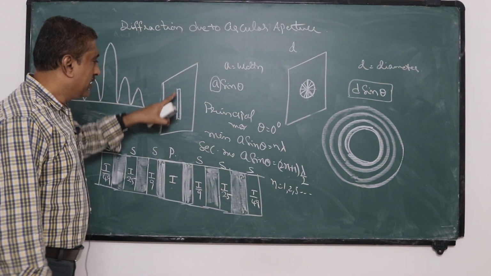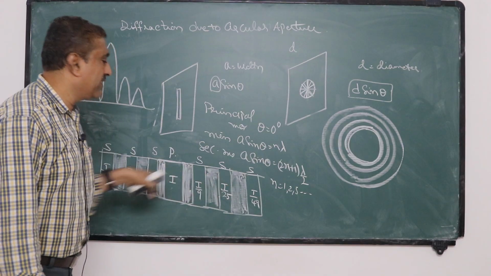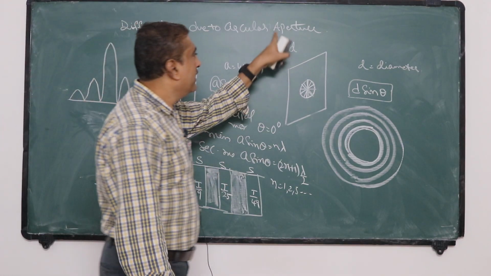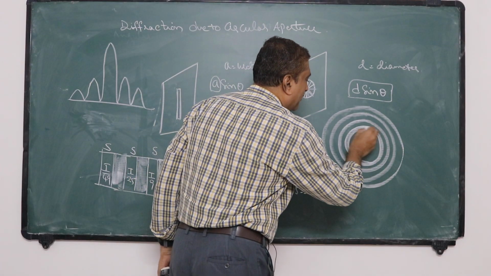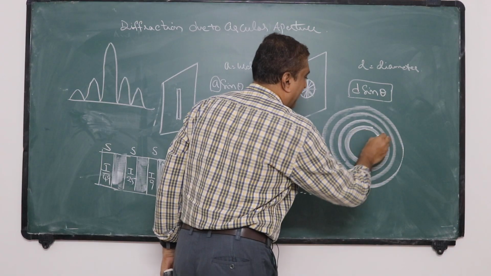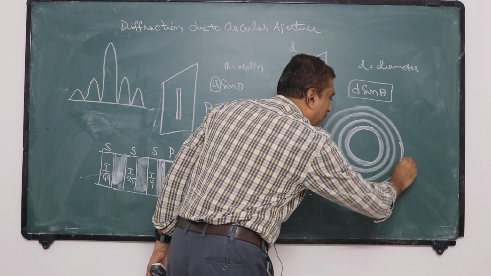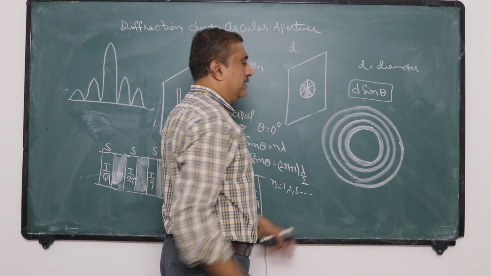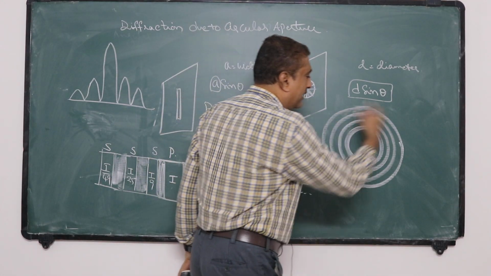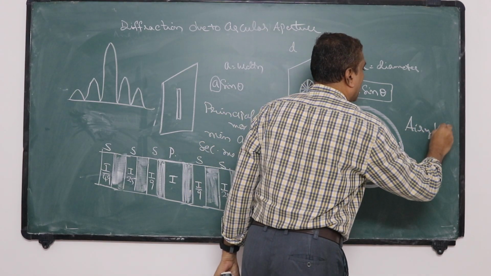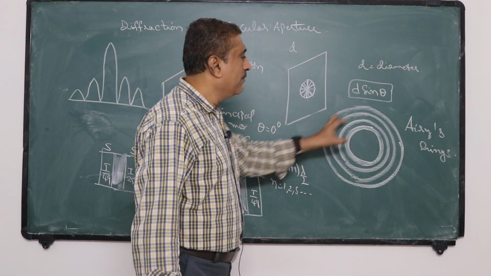So in the case of this rectangular slit, we get alternate bright and dark bands on the screen as diffraction pattern, but in the case of the circular aperture, we get a uniform bright circular region and concentric circles of alternating dark and bright rings, and this is the pattern of this circular aperture, and these rings are called Airy rings.